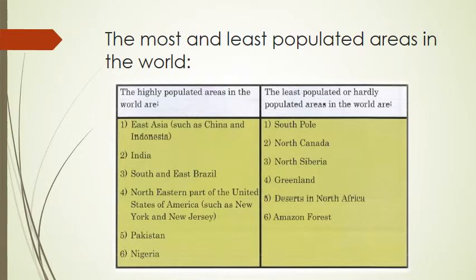The least populated or hardly populated areas in the world are: number 1, South Pole. Number 2, North America. Number 3, North Siberia. Number 4, Greenland. Number 5, deserts in North Africa. Number 6, Amazon forest.